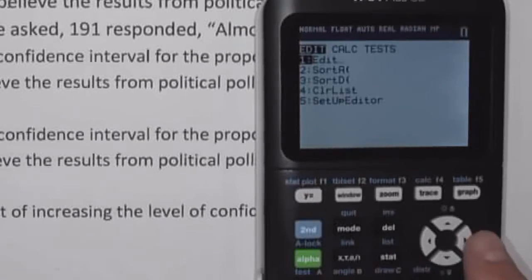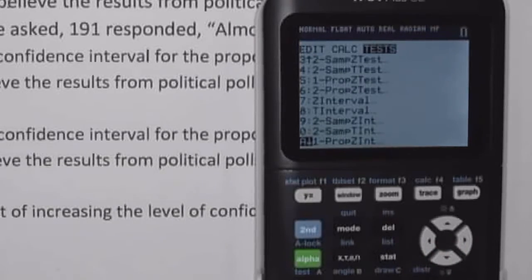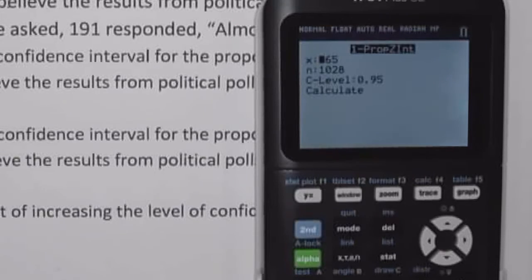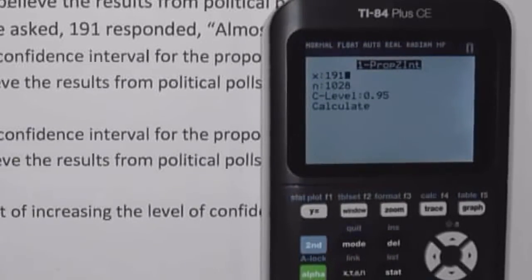On my calculator, I can do that the same as we did the first example. So I'm going to go to Stat and Tests, and I'm going to go down to the 1 prop Z interval option. And so there we had 191 out of 1,001, so I enter that. And for part A, we were dealing with a 90% confidence interval, so I change that confidence level to 90% and calculate.